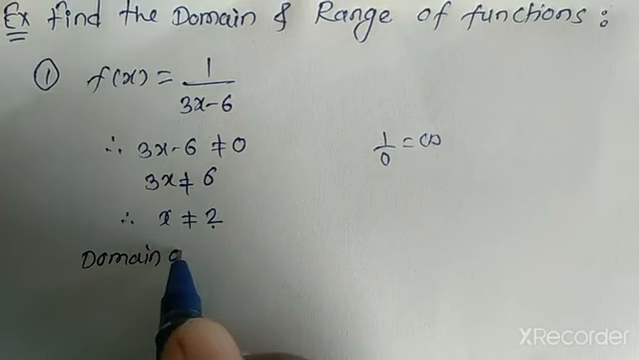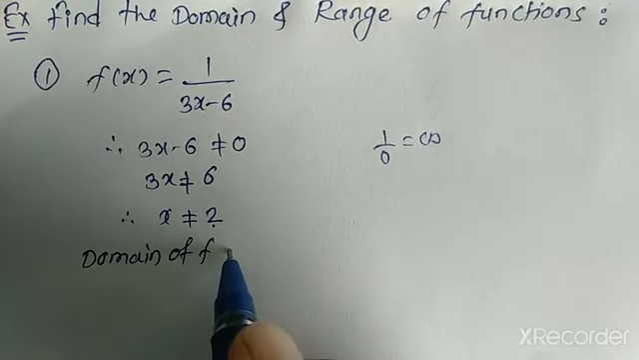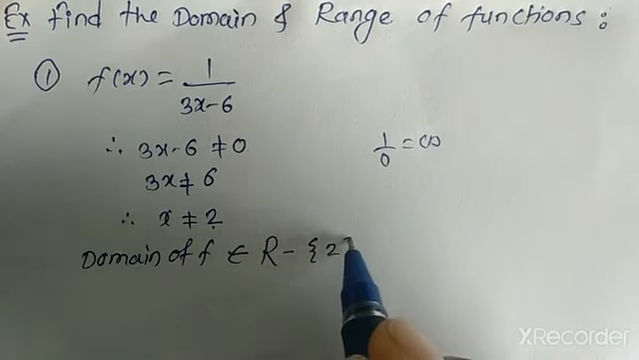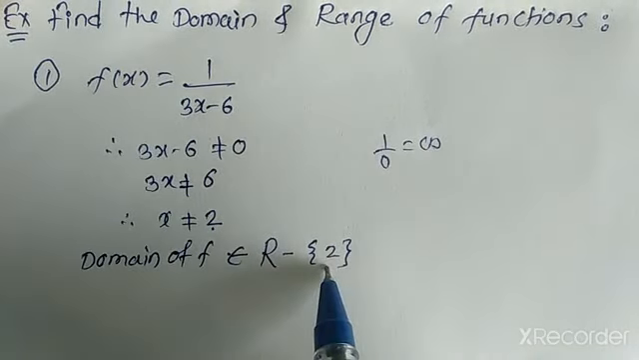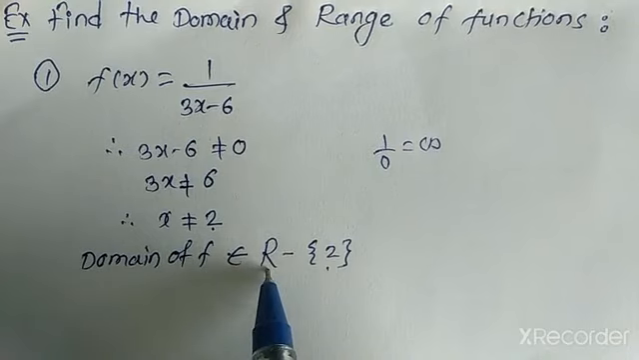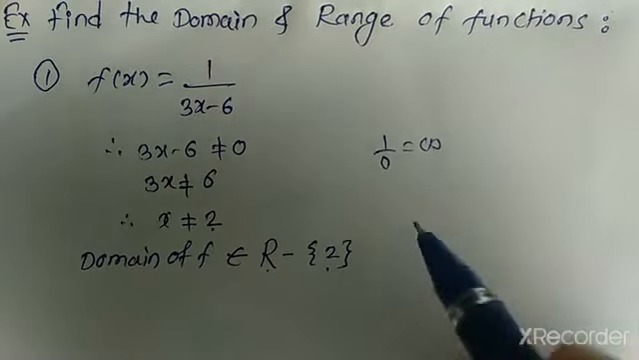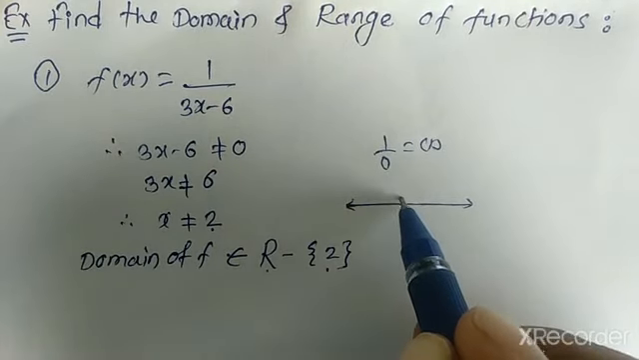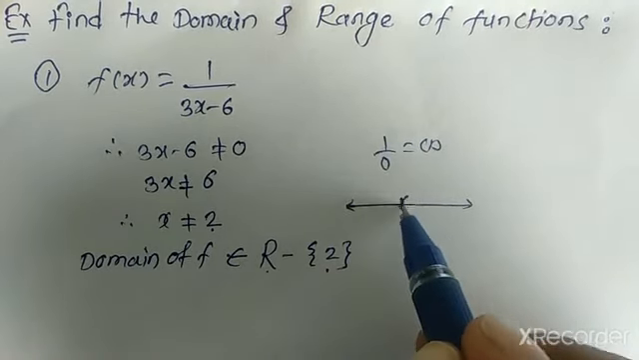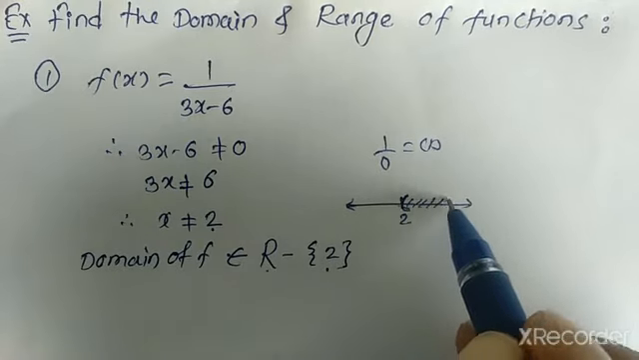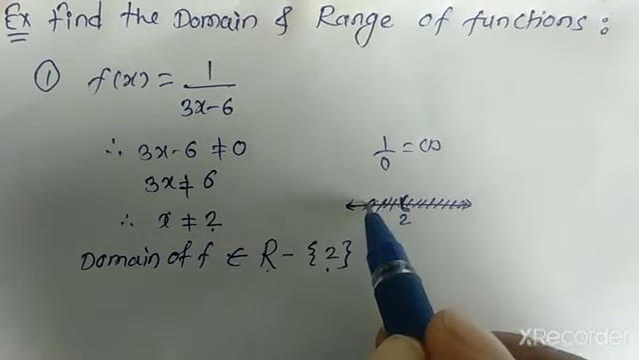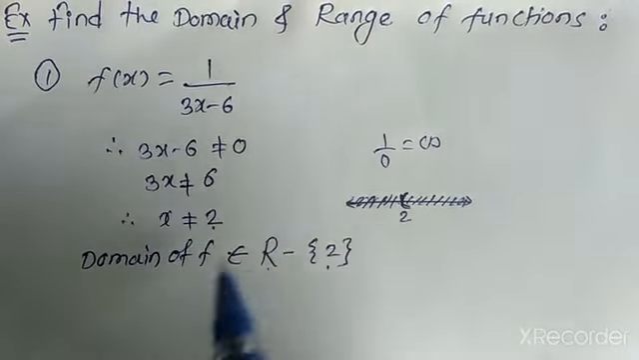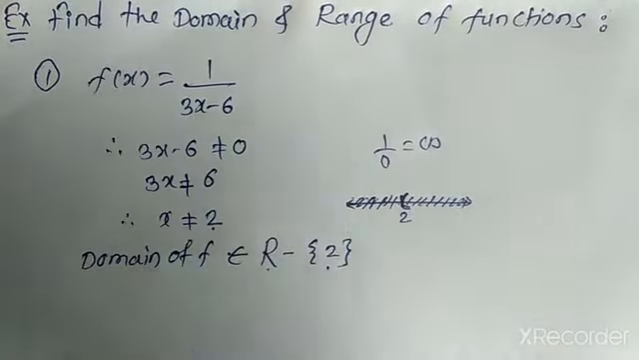So our domain set, the domain of f, will belong to R minus the singleton 2. We have to delete this 2 from the real numbers, which will be our domain set. So here all values except 2; deleting this point only, all other values on the real line form our domain set.